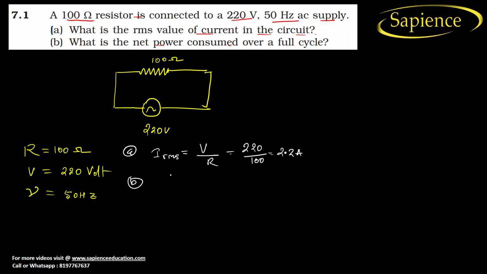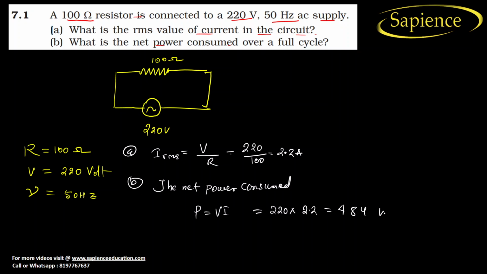Part B, they are asking what is the net power consumed. The net power consumed is power equal to V times I, that is IRMS. So this will be 220 into 2.2, which is equal to 484 watt. I hope you have understood this one. So let's go for the next question.